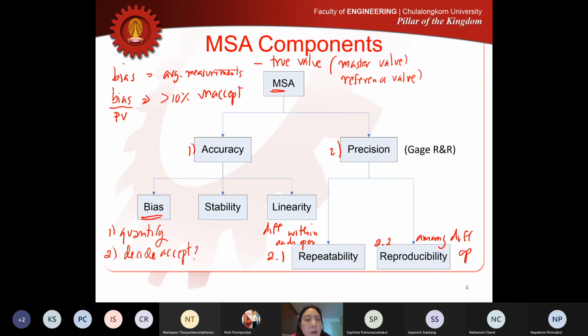We will learn about why we have to compare it with the process variation and how we obtain the process variation. We will learn it in the next class.